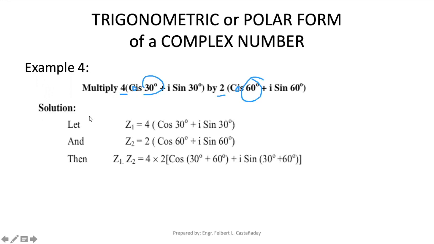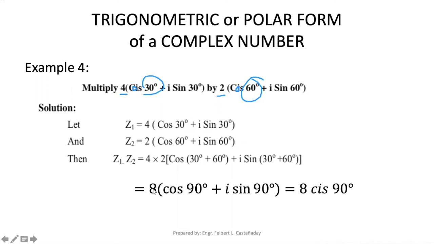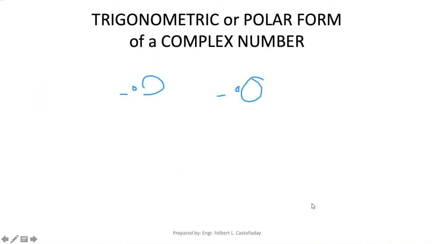Okay, that's why we have this result. So let z sub 1 be the first complex number in polar or trigonometric form, and z sub 2 be the other complex number. So we're multiplying, so for the absolute values we have 8. So 4 times 2 is 8, and then we add their arguments. So 30 plus 60 is 90. Or you can say 8 cis 90. Okay, so let me just erase this one.